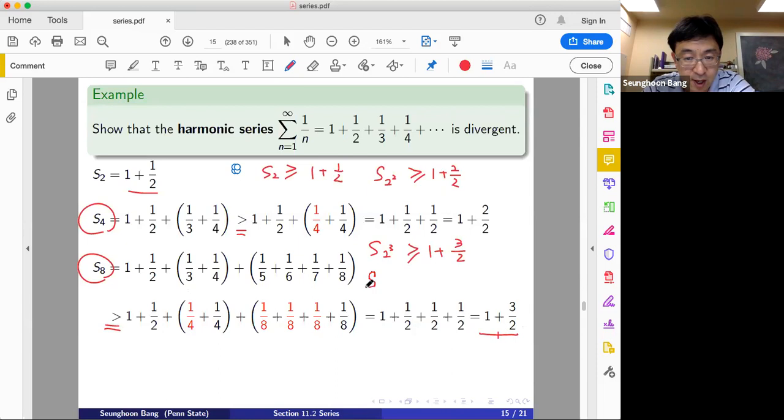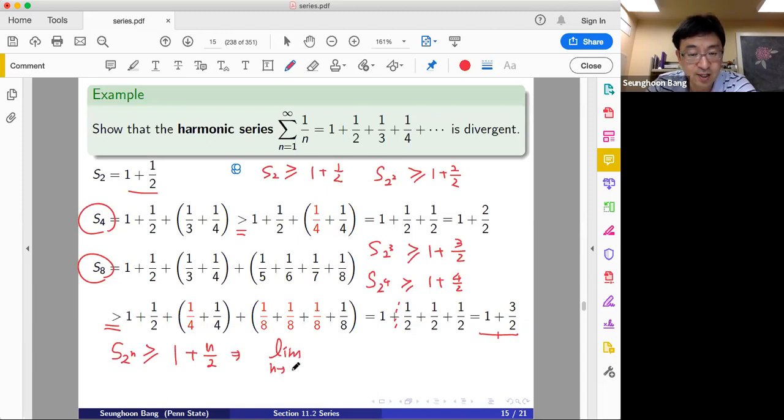What happens? S to the 2 to the 4, S16, what's that? 1 plus 4/2. And keep going. What is S sub 2 to the n? Equal to what? 1 plus n/2. Is that right? So like this. So we have it. Next, take the limit.